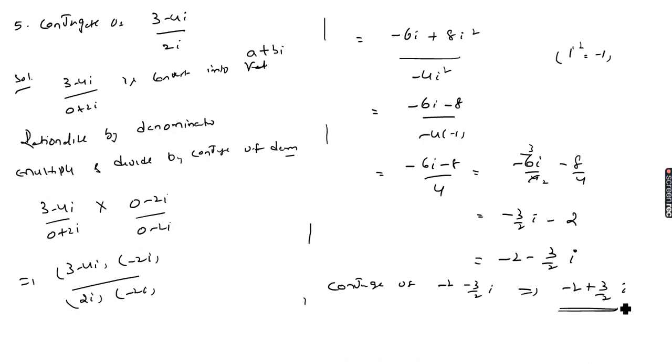This is the answer. For solving any problem like this we have different methods, but here the basic one is: to find the conjugate of 3 minus 4i by 0 plus 2i, rationalize, convert into the form of a plus bi, and after that we find the conjugate. If we have a plus, then we write a minus. If we have a minus, then we write a plus. Here the conjugate of the denominator is 0 minus 2i, and we multiply and divide by 0 minus 2i, and finally after simplifying we get minus 2 minus 3 by 2 into i.